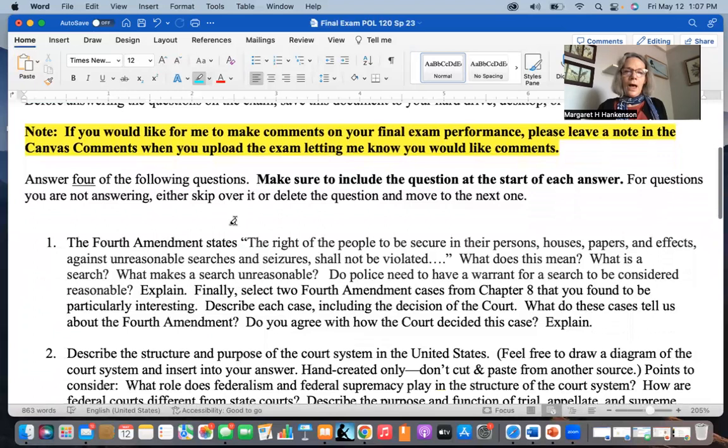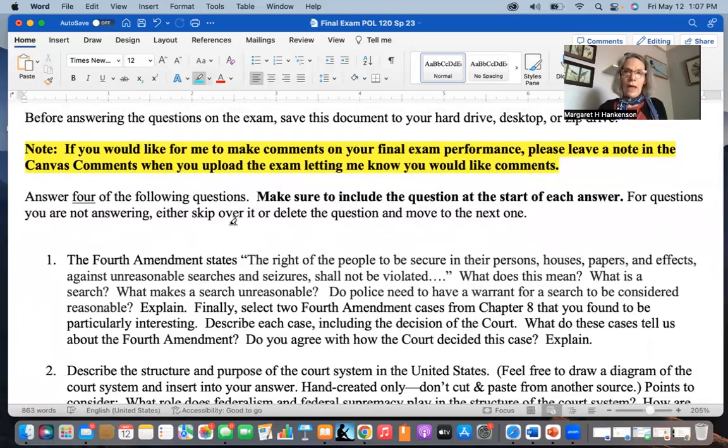Now for the final, I have a lot of grading to do, and so I don't leave comments unless you tell me that you want comments. As it says there, if you want comments on the exam, I'm happy to make them. It's not my first trip to the rodeo. A lot of times students don't read comments on their final exam. They're just happy to get the grade or unhappy, and then they just go away. But if you actually want some feedback, let me know and just leave it in the comment box on Canvas.